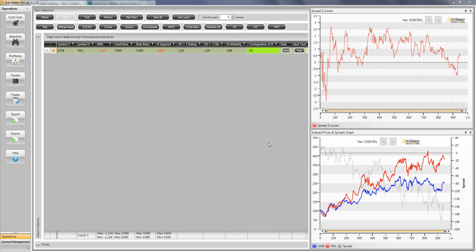Hi, in this video we're going to take a look at running and scanning pairs under a fixed regime as compared to using a time adaptive or time varying beta. And the pair we're going to use for this job is JOSB and FINL. Now JOSB and FINL are both in the apparel sector in the US. They're both market capped at over $1 billion, something like 1.2, 1.3.